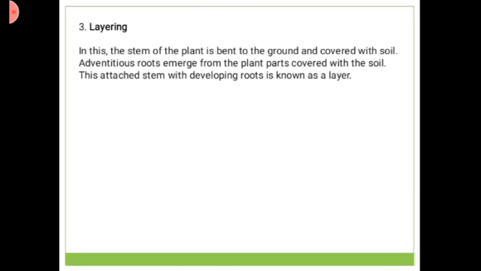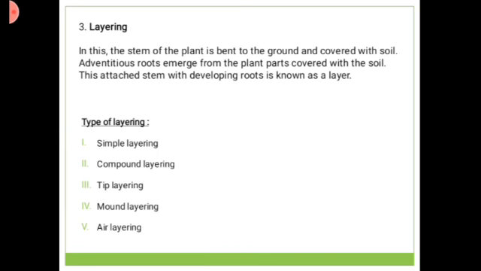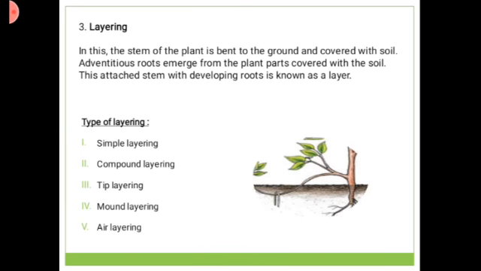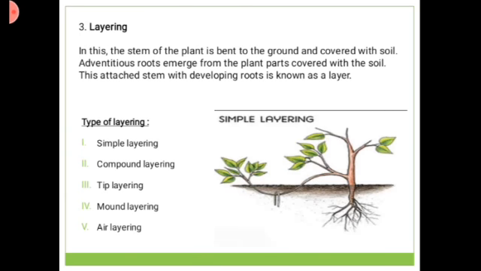Next method is called layering. In this, the stem of the plant is bent to the ground and then covered with soil, and this attached stem with developing root is called a layer. This means we bend the stem of a plant toward the ground and cover it with soil, then that stem will start developing adventitious roots, and slowly a new plant will form.